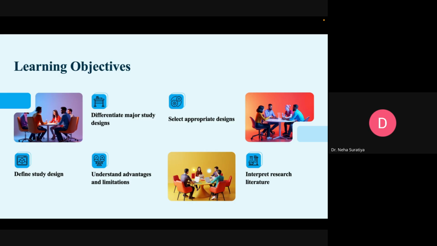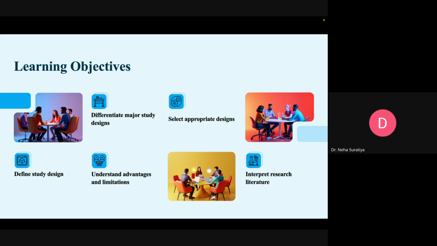The third learning objective is to understand the advantages and the limitations of each study. No study design is perfect. Each has its own strengths, its own weaknesses, and appropriate applications as well. So you should know when each design is useful, in which scenario what type of study will be helpful to us. Based on that we can select.